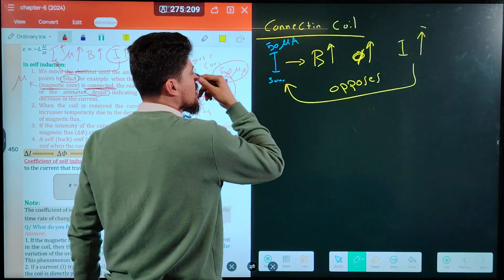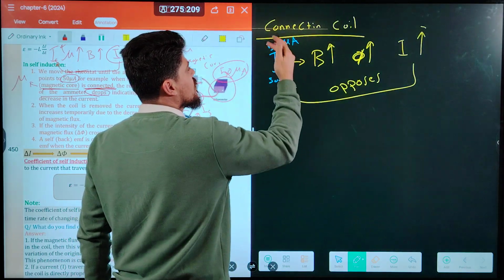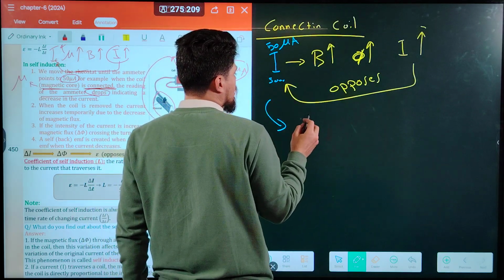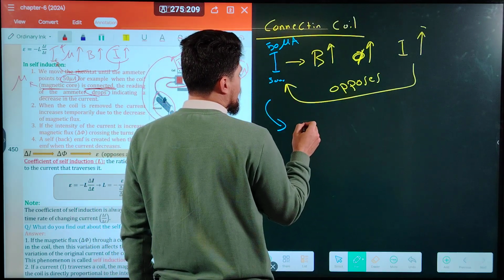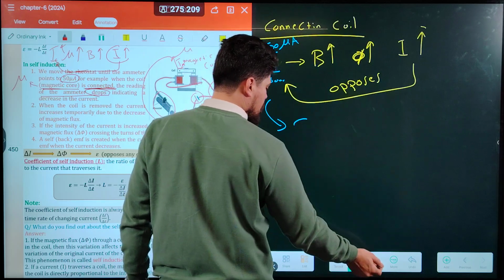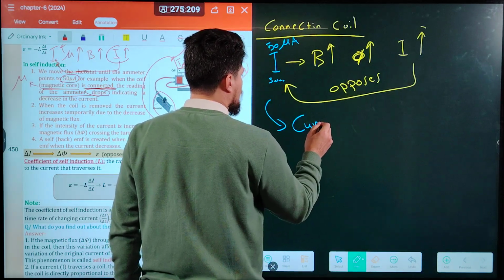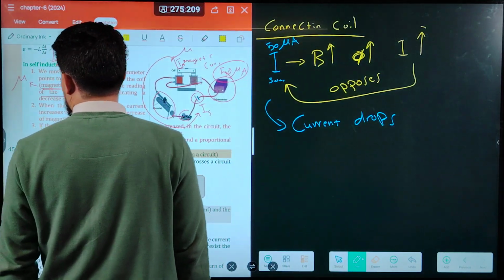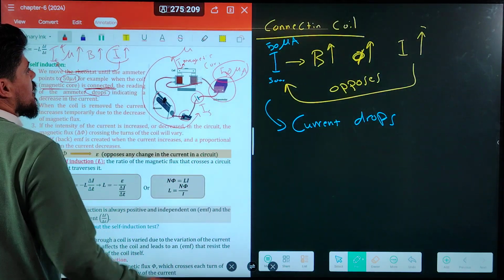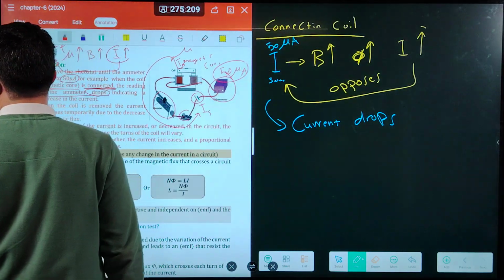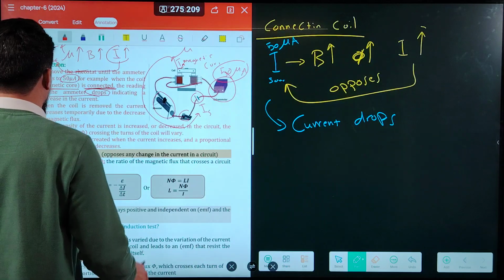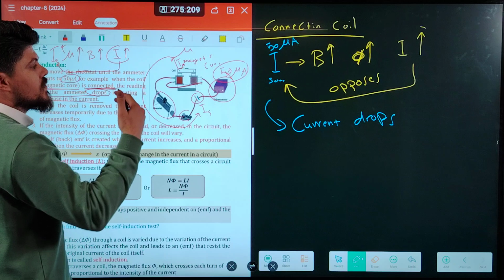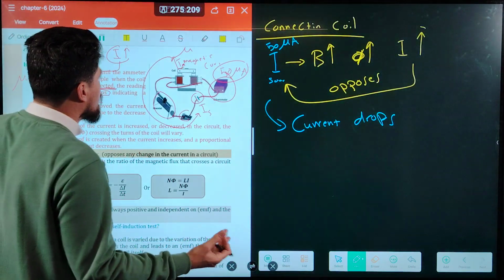If this current opposes the 50 microampere current in the case of connecting the coil, what happens to the reading of the galvanometer? The galvanometer reading drops. The amount of current drops, because the amount of induced current increases by connecting the magnetic field, indicating a decrease in the current. The resultant current decreases from 50 microampere to maybe 40, 30.